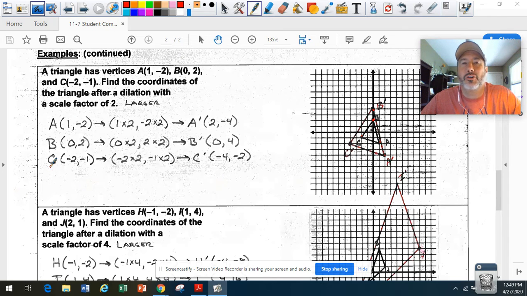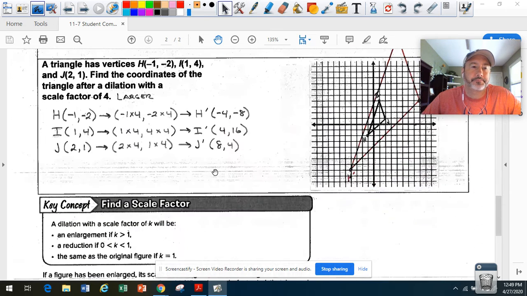And then you have your C. Your C is negative 2 comma negative 1. Multiply each of those by 2. That gives you negative 4, negative 2. And that point is right here. Connect your dots there. And that gives your new image of a dilation of a scale factor of 2. Okay, let's continue on down here.